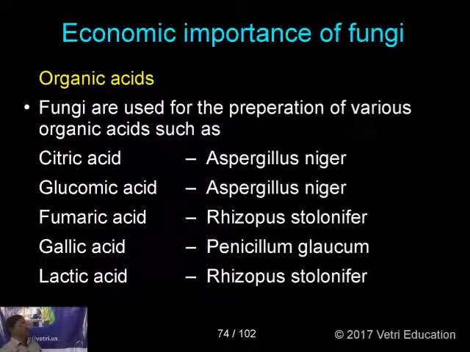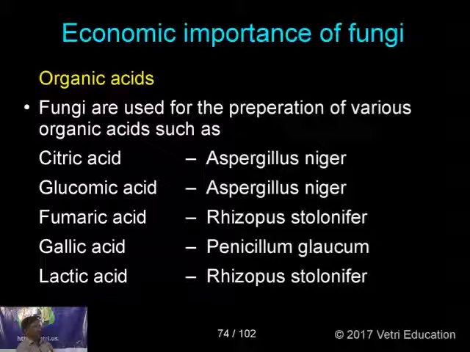The next one, let us see the organic acids which are obtained from the different fungi. Different fungi give different types of organic acids. Fungi are used for the preparation of various organic acids such as citric acid, which is obtained from Aspergillus niger, and gluconic acid from Aspergillus niger, fumaric acid from Rhizopus stolonifer, gallic acid from Penicillium glaucum, lactic acid from Rhizopus stolonifer.